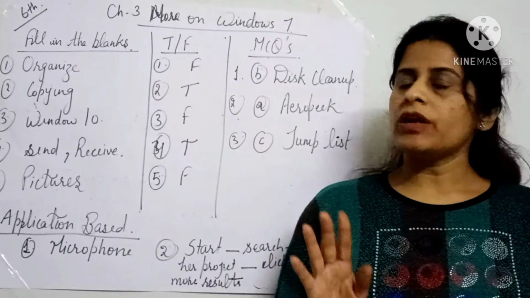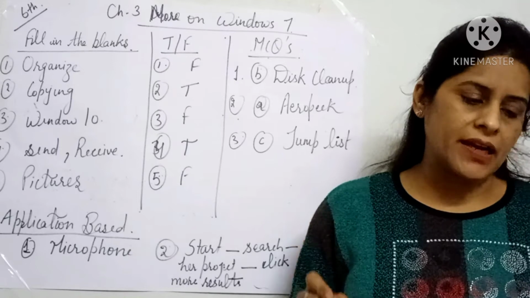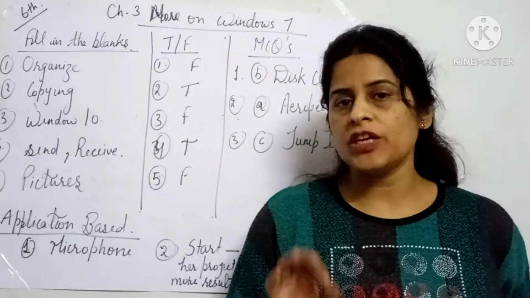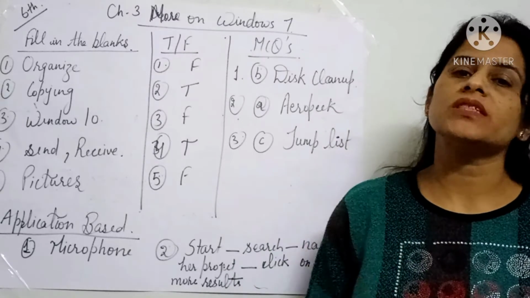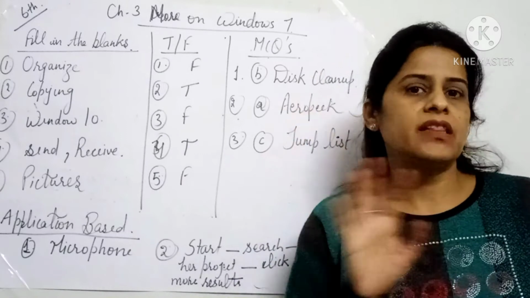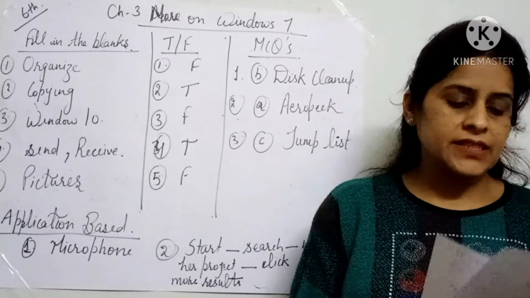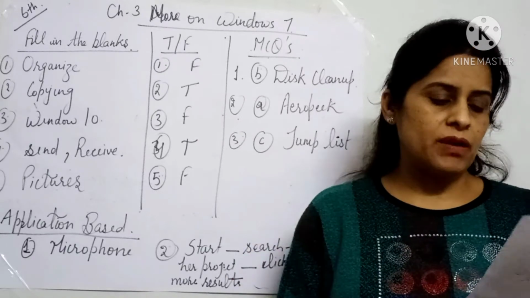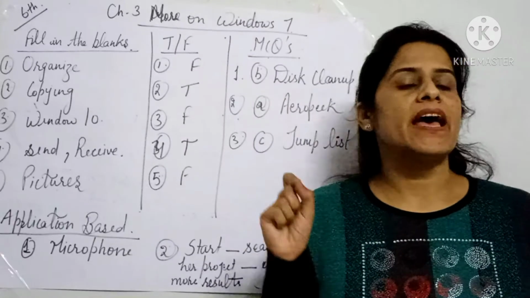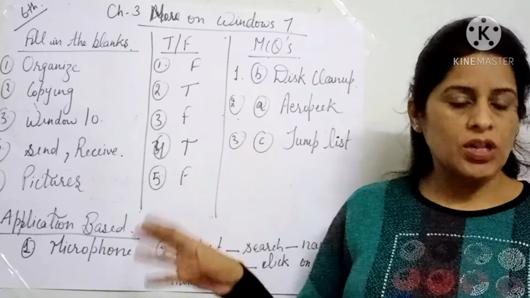First is true and false. My first question is: Windows 7 is not compatible with touch sensitive screen. No, I told you this is a feature of Windows 7, that you can use the touch screen feature also, but you have to use the touch screen there. So when it is saying that it is not compatible with touch sensitive screen, the answer will be false, because Windows 7 has a touch sensitive screen feature also.